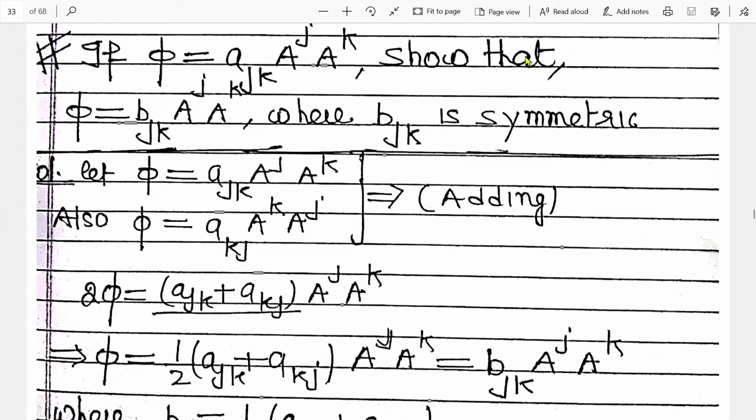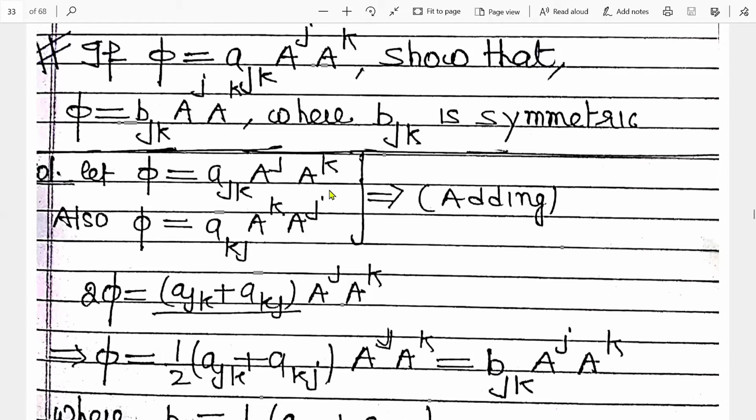Now the next article: if phi is equal to AJK AJ AK, show that phi is equal to BJK AJ AK, where BJK is a symmetric tensor. So this tensor will be converted in this form, where this BJK is a symmetric tensor. Now let phi equal to this value. This can also be written as phi is equal to AKJ AK AJ, so just replace K and J.